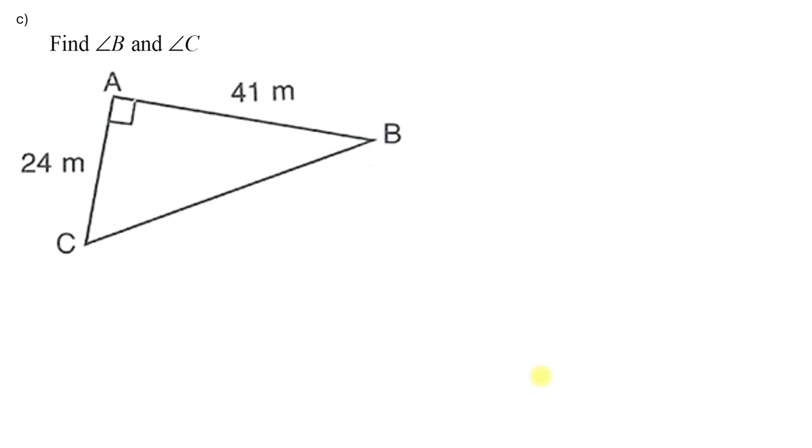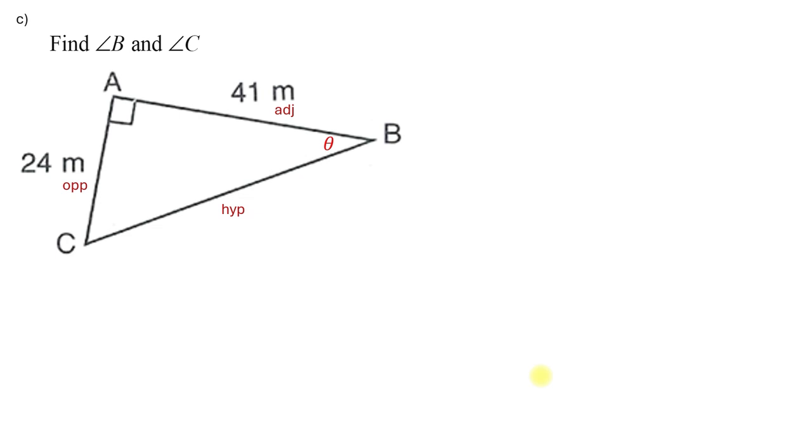Question C asks us to find angle B and angle C. We'll select angle B to be our reference. Understand that we could have picked angle C and worked out the trig ratios for that one. It doesn't matter. I've just for my own purposes decided to go with angle B being theta.